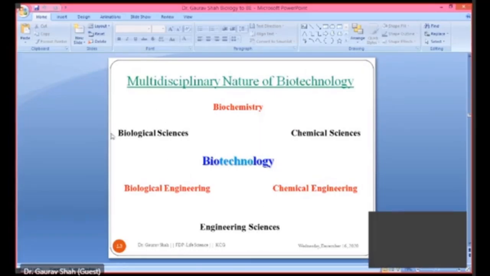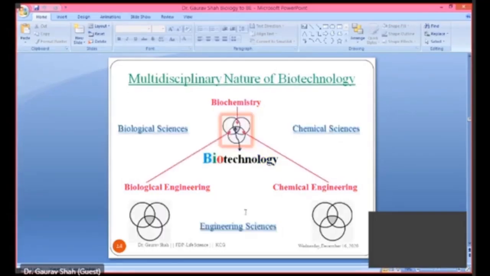So the main branches, suppose biological sciences, chemical sciences and engineering sciences, represent those circles. If I consider chemical sciences as circle A, biological sciences as B, and engineering sciences as C, then A union B is biochemistry, B union C is biological engineering, and A union C is chemical engineering. And biotechnology is A union B union C, which comprises all these important basic fields as well as biochemistry, biological engineering and chemical engineering. So this is what the Venn diagram is all about.